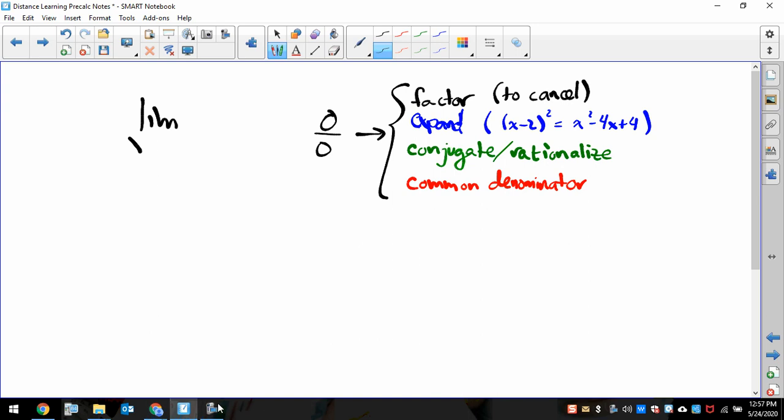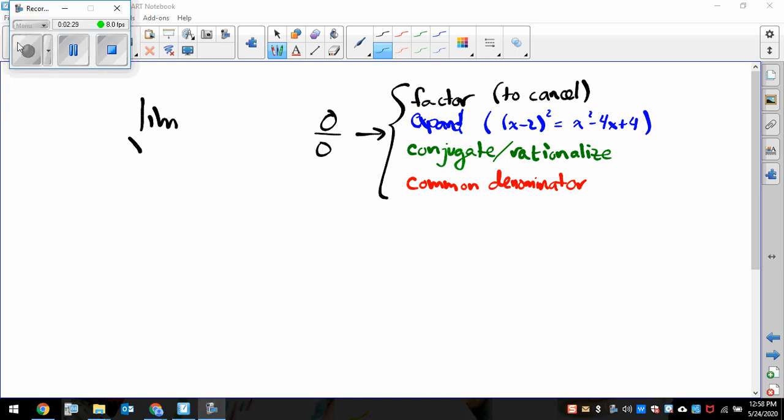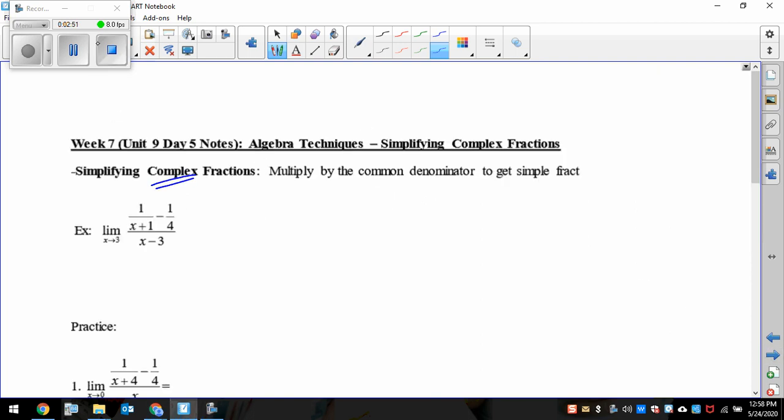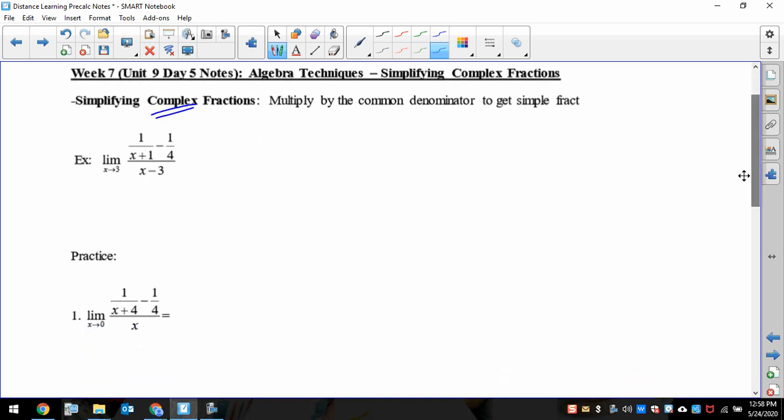Okay, so here, anytime you see a limit going to a specific value of your function and you end up getting 0 over 0, then you want to do one of these four things in order to simplify. And we've already seen examples of each one of these except the common denominator. So that's this lesson today, this unit 9, day 5, or week 7. So let's go ahead and get started.